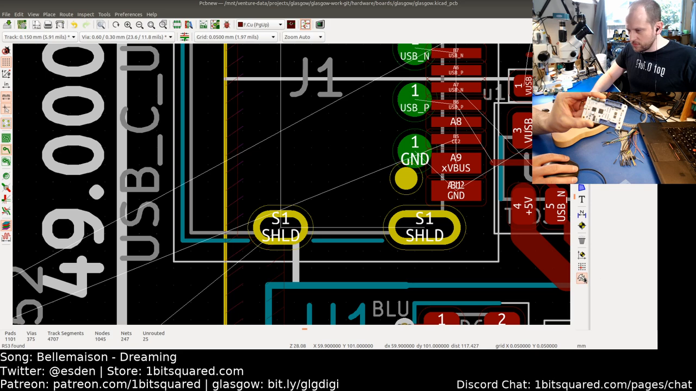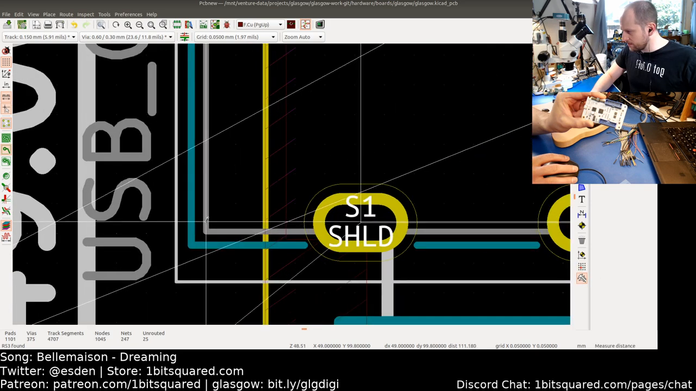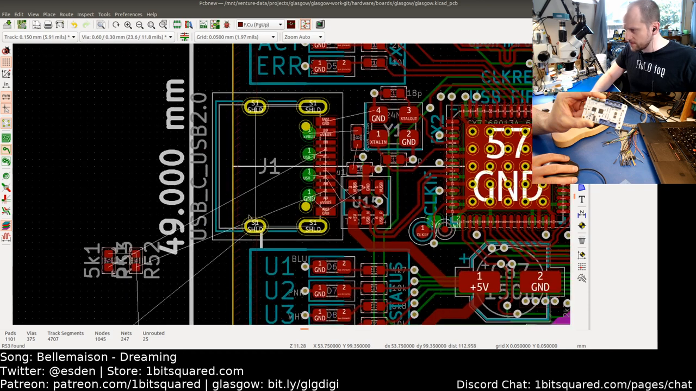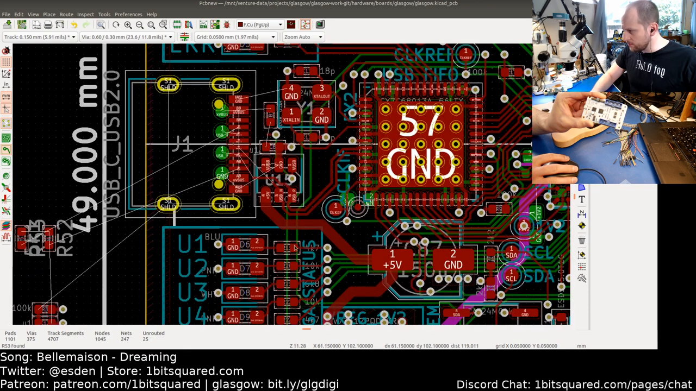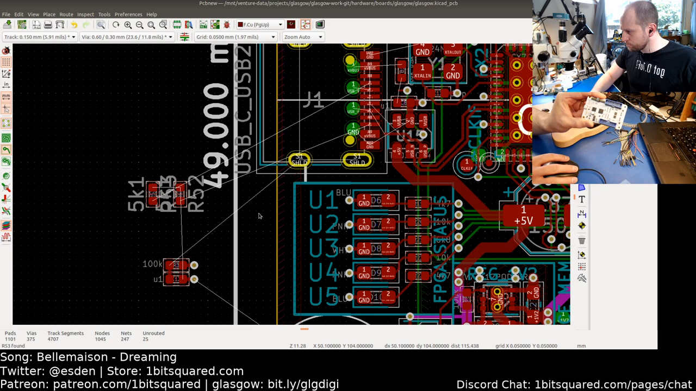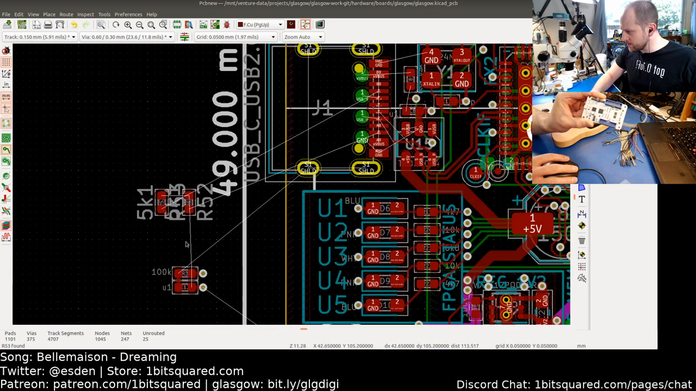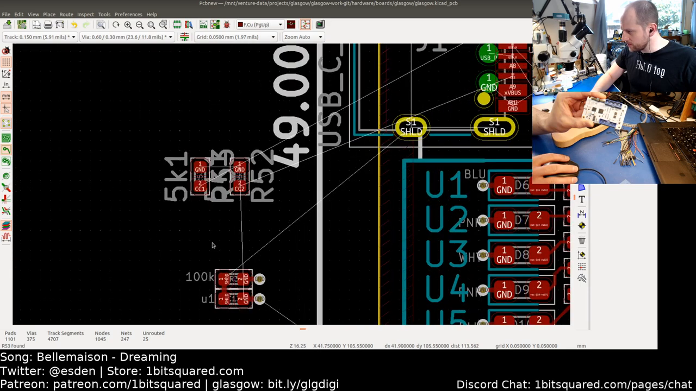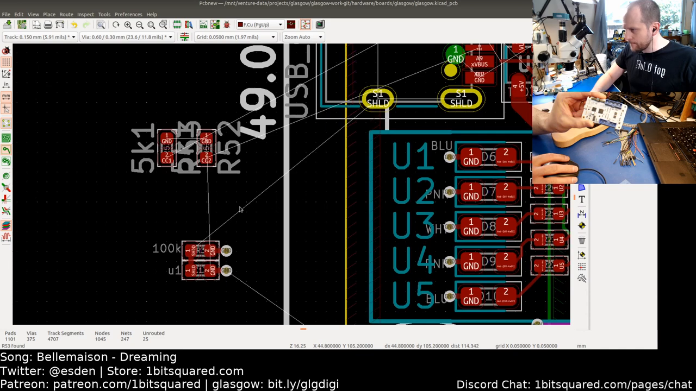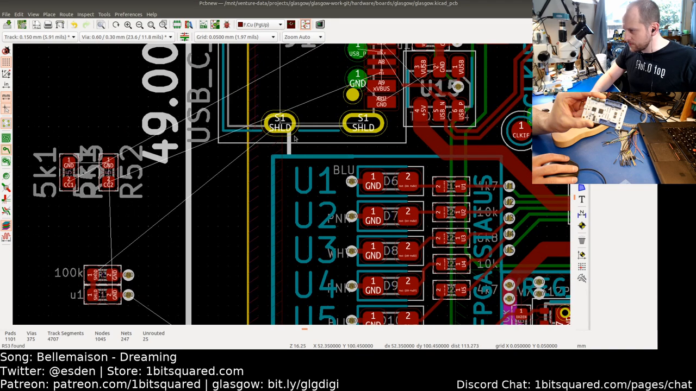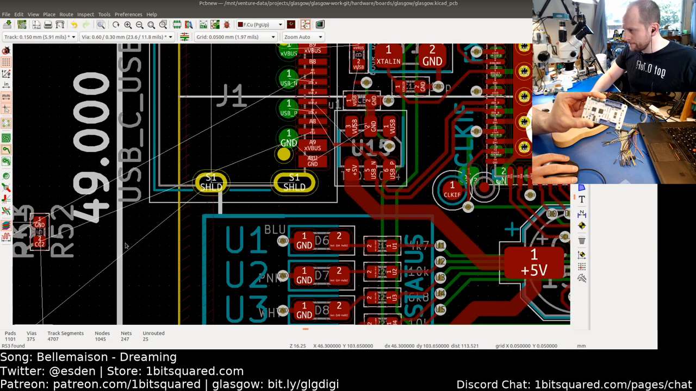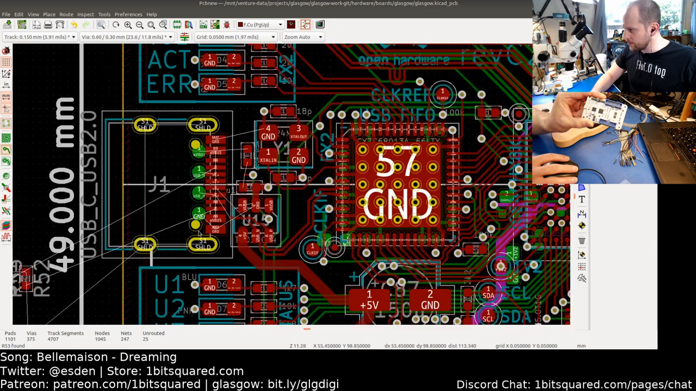So 1 millimeter overhang, that's okay. We might need to move this. We still need these resistors. I should correct their labels. Ooh, that will be interesting too. Where do I squeeze these guys in? This connector is bigger than the micro USB connector.